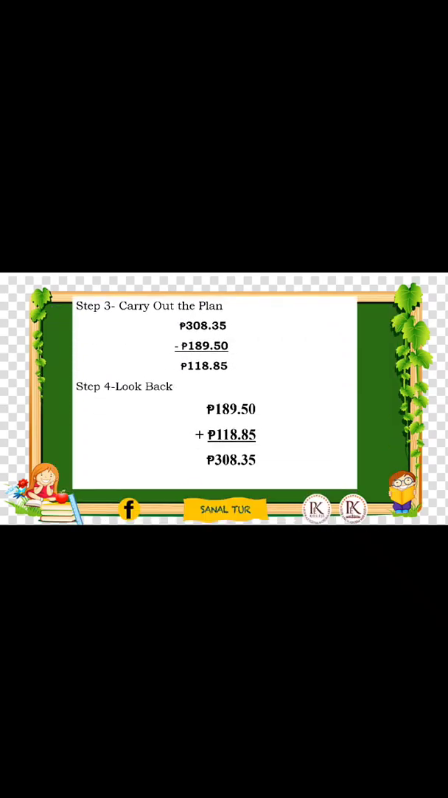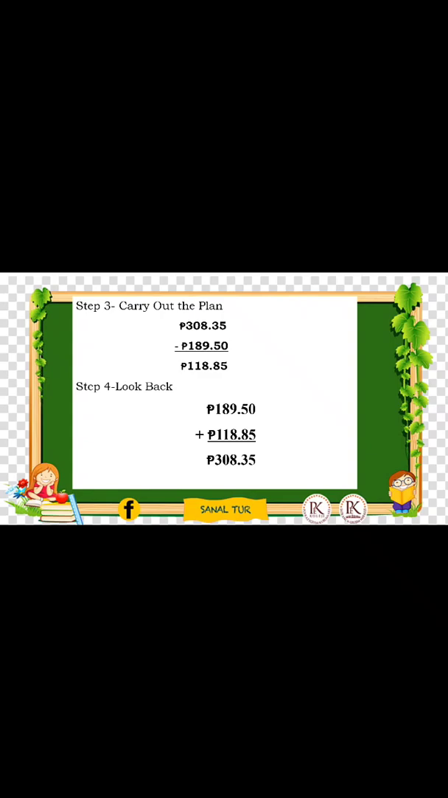Then we go to step 3. You carry out your plan now. What you are going to do is, we have said that you are going to subtract. So what are you going to subtract? The amount of the shoes and the amount that Wally saved. Then what is the difference now? We have 118 and 85 centavos. That is now the amount that he still needs to buy the shoes.